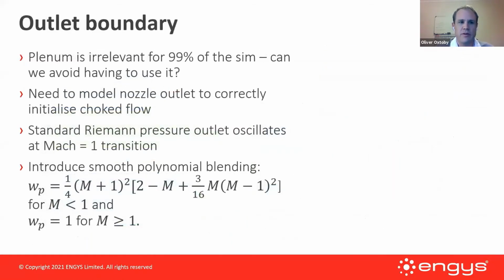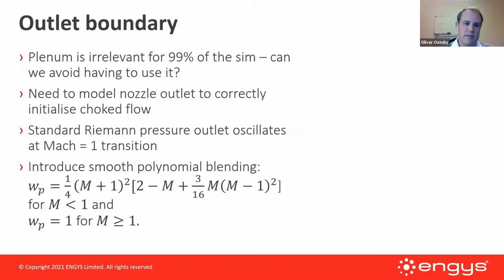So although the plenum that we've added to the outlet is irrelevant for the majority of the simulation, it has an important effect in actually establishing the choke flow right at the beginning, which leads to a completely wrong result if we just use the zero gradient boundary condition. But obviously we would like to avoid having to add this mostly unnecessary plenum to every simulation that we do. So we would like to try to model this with a boundary condition that can actually correctly switch from a subsonic to a supersonic condition.